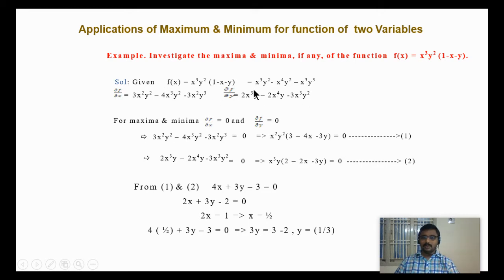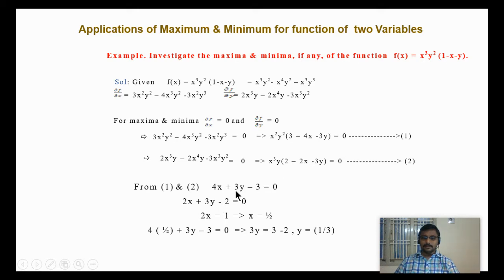For max or min, dou f by dou x and dou f by dou y are equated to 0. Equating to 0 and taking the common expressions, let them be equations 1 and 2 respectively. So on equating the products to 0, one of the roots is x is 0 and y is 0. So one of the stationary points is (0, 0). Now from 1 and 2, solving these equations, we will have x is 1 by 2 and y is 1 by 3. So equation 1, we will have 4x plus 3y is 3, and from equation 2, we will have 2x plus 3y is 2.